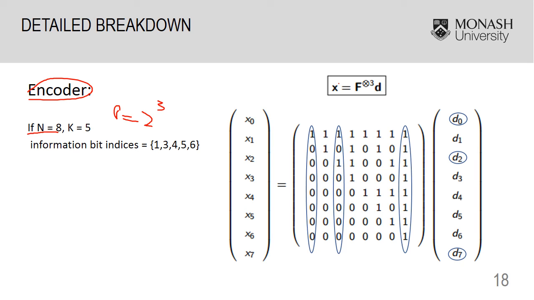On the graph below, we can see that 0, 2, and 7 are not information bit indices. So D0, D2, and D7 will become 0 as they are frozen. So this is how frozen bits work, and this is how the encoder generates an encoded message.